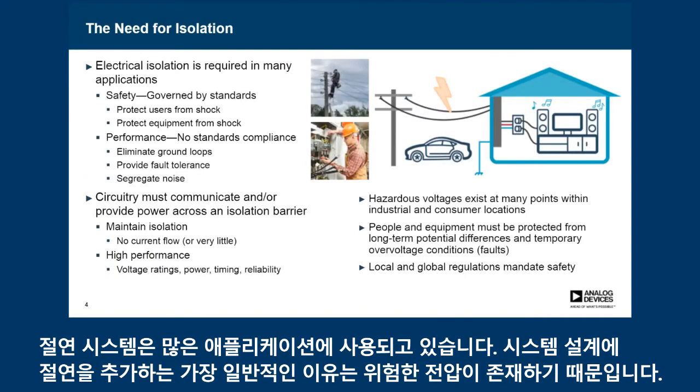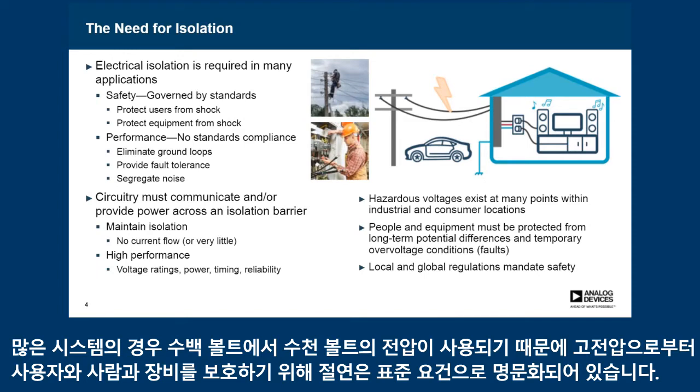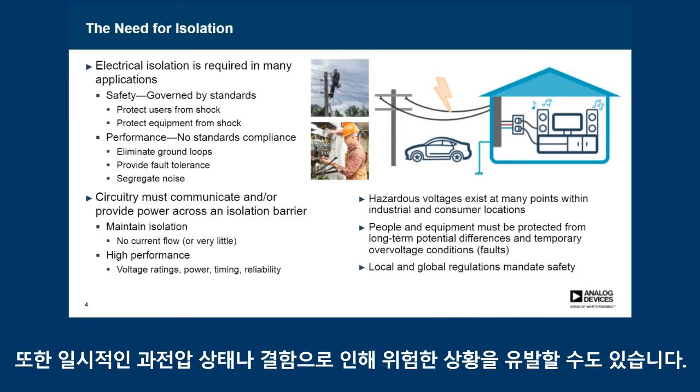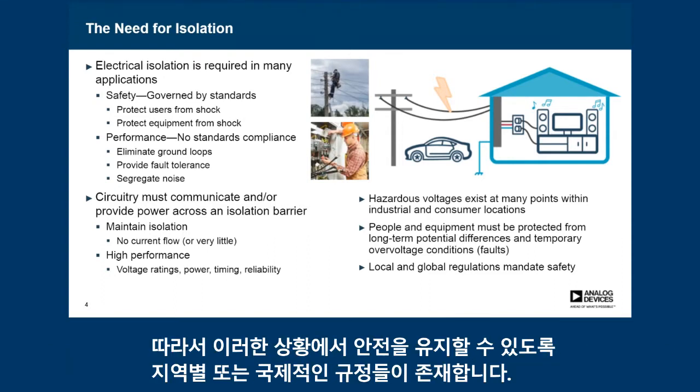So isolated systems are used in many applications, and the most common reason for adding isolation to a system design is the existence of hazardous voltages. In many systems, there are voltages that are hundreds of volts and even thousands of volts, and there are requirements that are codified in standards to protect users, protect people, and also protect equipment from those high voltages. And then there can also be temporary overvoltage conditions or faults that can lead to hazardous conditions as well. And there are many local and global regulations that mandate safety in these situations.